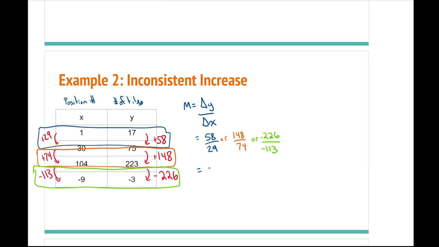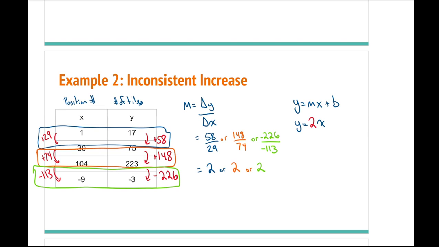58 divided by 29 gives me 2. Or 148 divided by 74 gives me 2. Or negative 226 divided by negative 113 gives me 2. Regardless of which way we look at it, our m value is 2. Again, if we're taking that consistent pattern or that rule, y equals mx plus b, our equation will be y equals 2x.